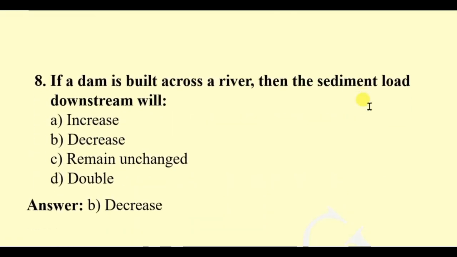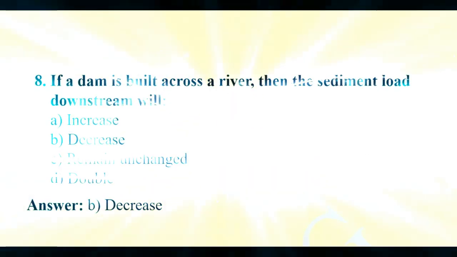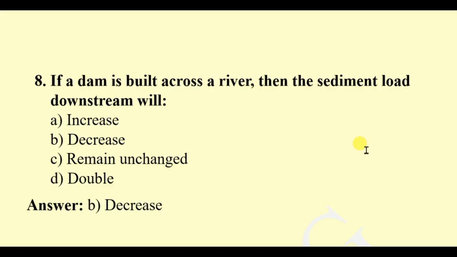Question 8. If a dam is built across a river, then the sediment load downstream will increase, decrease, remain unchanged, or double? Of course, decrease, because if a dam is built, then what happens? Sediment will be trapped upstream of the dam. So downstream there will be a decrease in sediment, and then the hungry water effect can be seen.